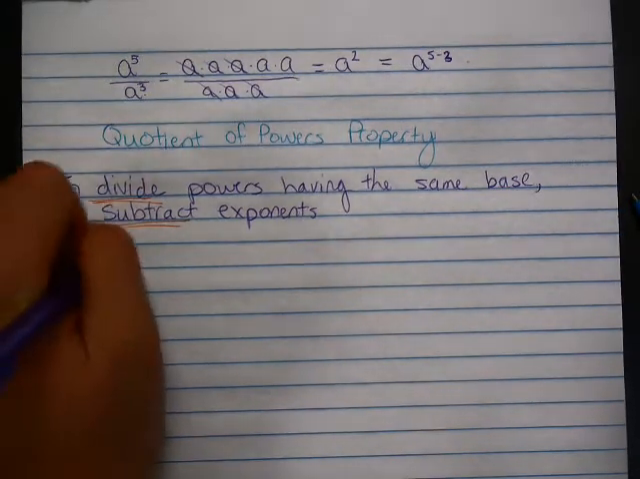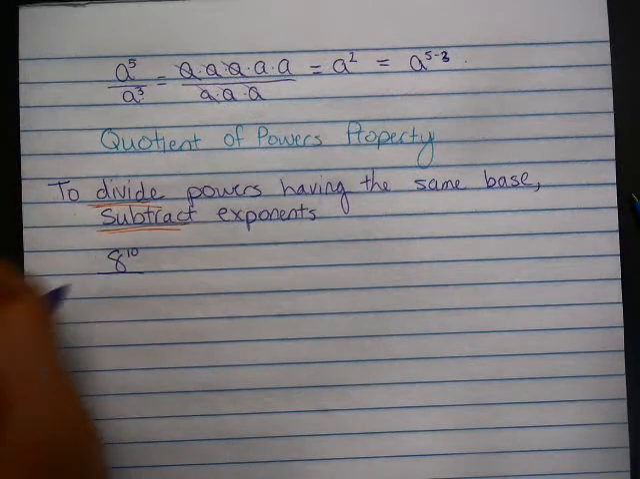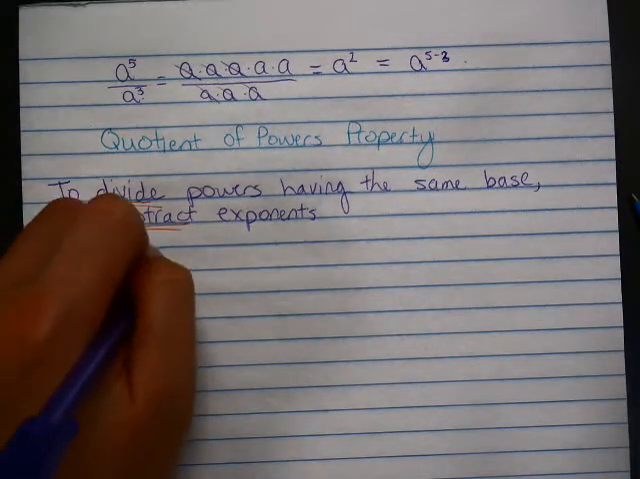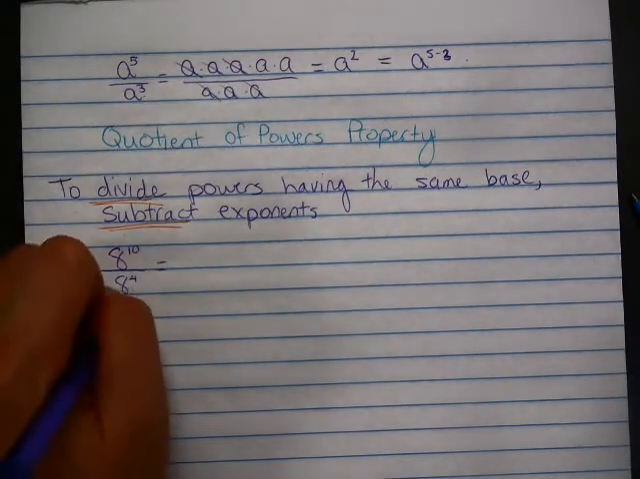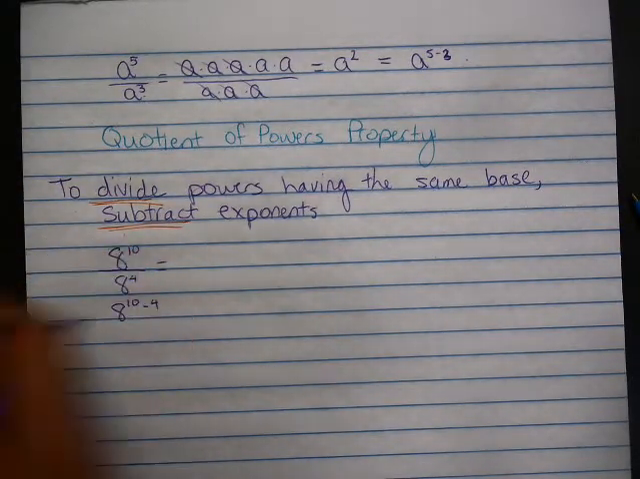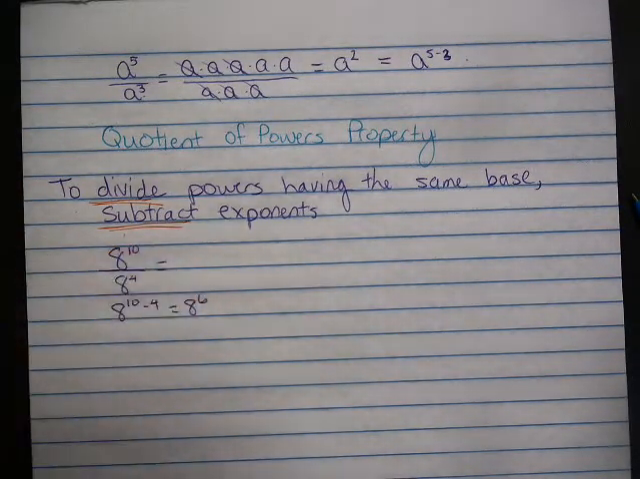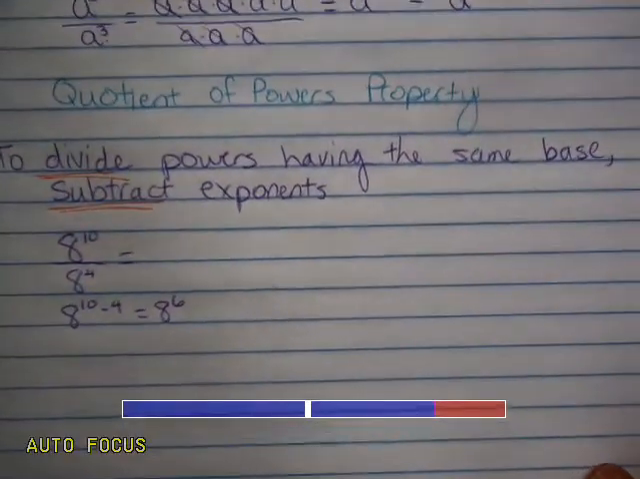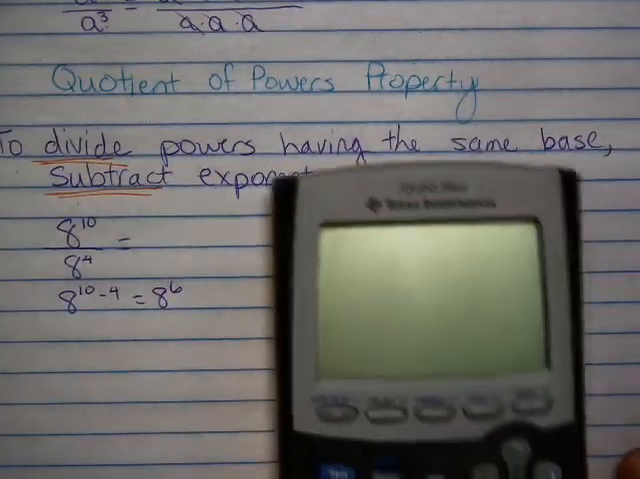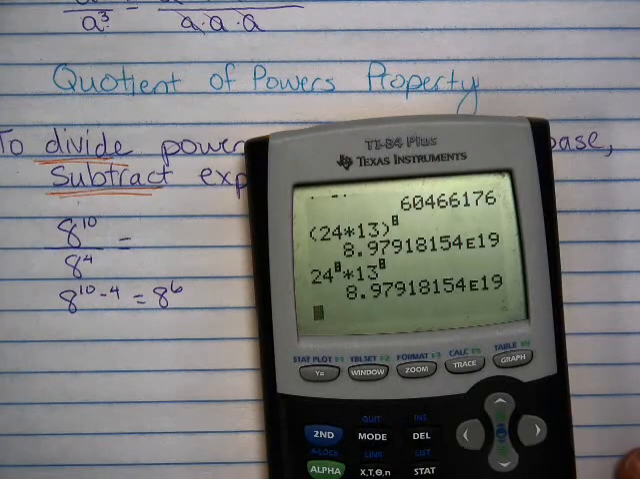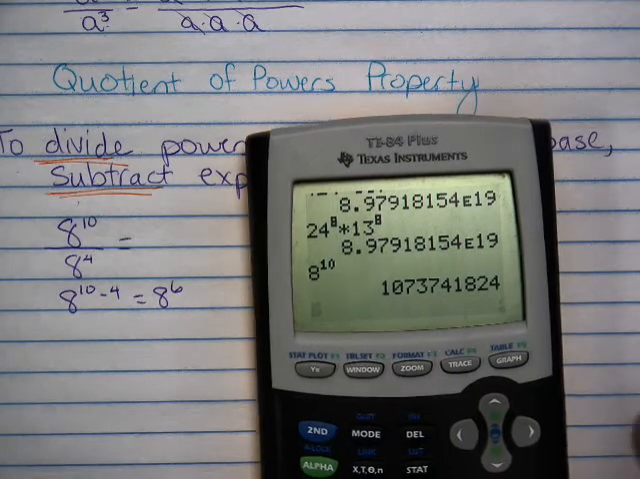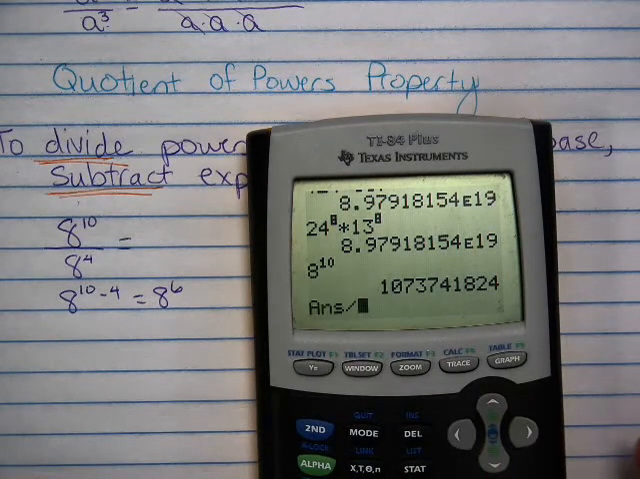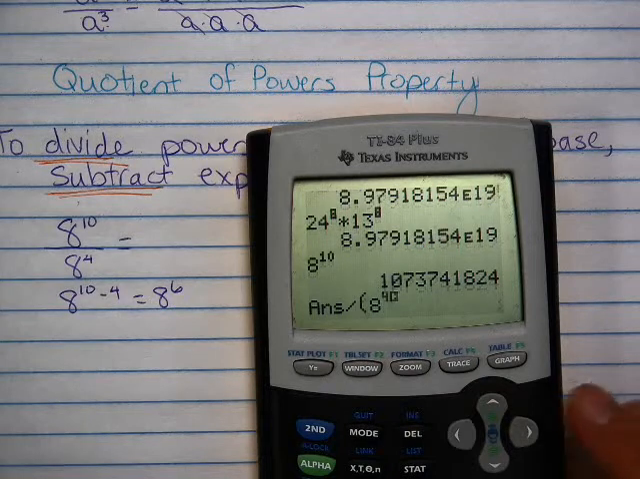Okay, so let's try one. So I have 8 to the 10 over 8 to the 4. I know when I'm dividing, I subtract. So I know that's 8 to the 10 minus 4 equals 8 to the 6th. So far, so good. And I'm going to put this in the calculator and see if I get that same answer. So 8 to the 10th. That's quite nice. And I'm going to go divided by, in parentheses, 8 to the 4.